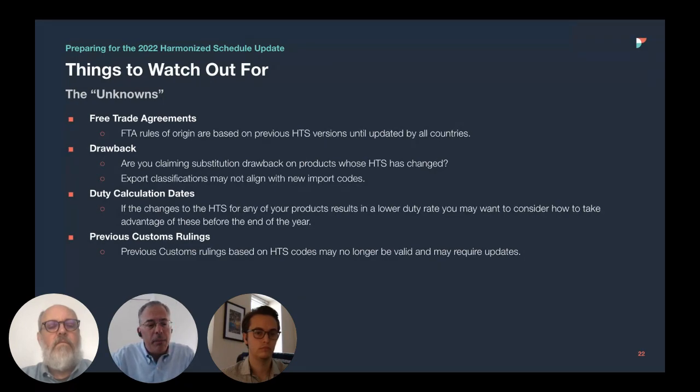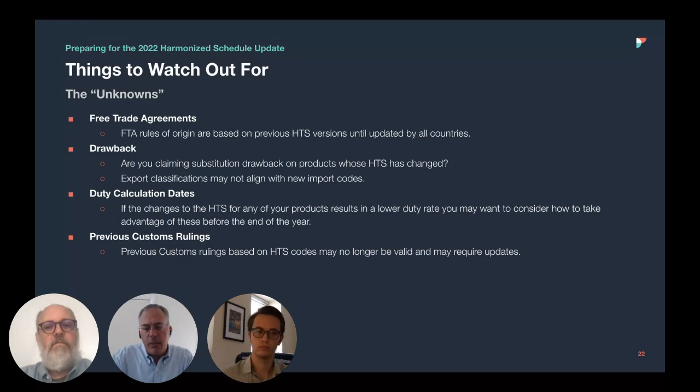Another area where this might have an impact is duty drawback. As some of you know, the TFTEA drawback rules for substitution were enacted to help improve the commercial interchangeability of products, and it's now based on the HTS codes. So if you're claiming substitution drawback and the HTS codes have changed, it might cause some issues with aligning those HTS codes with your export classifications because they may not be aligned, and that'll make it more challenging for you to prepare substitution drawback claims.